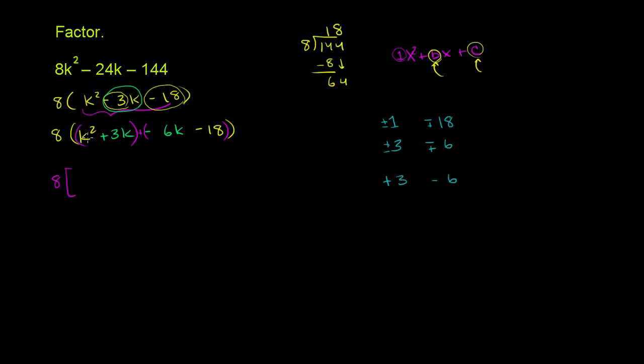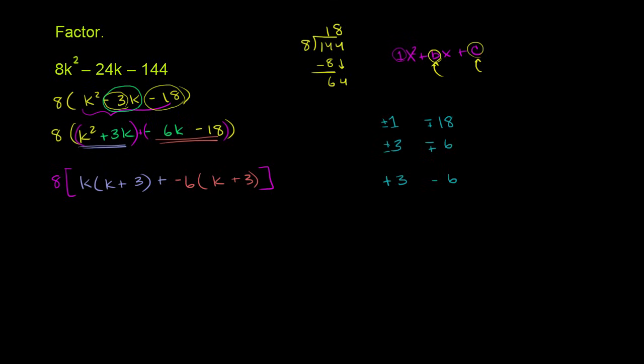OK, now let's factor out a k from this term right over here. So this is k times k plus 3. And then we have plus, and over here it looks like we could factor out a -6. Let's factor out a -6 over here. So plus -6 times k plus 3.